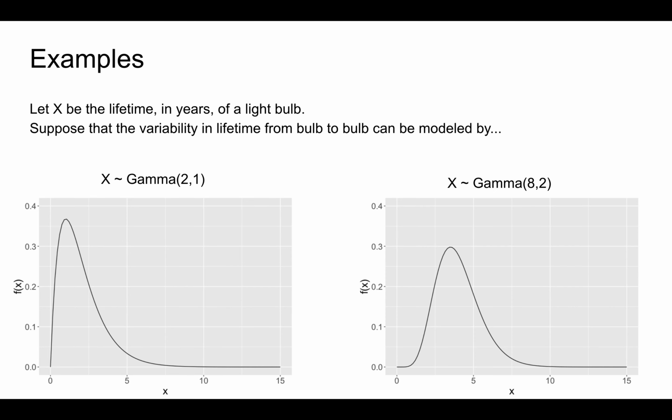Compare this to the lifetime of a different light bulb brand, which is described by a gamma model with shape parameter 8 and rate parameter 2. This brand of light bulbs tends to last longer, with a typical lifetime around 4 years, and a greater proportion of light bulbs lasting at least 5 years.